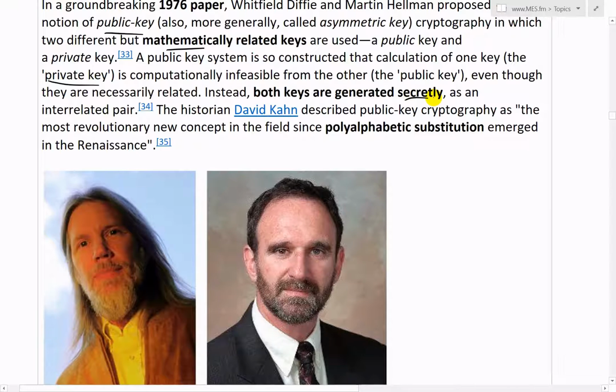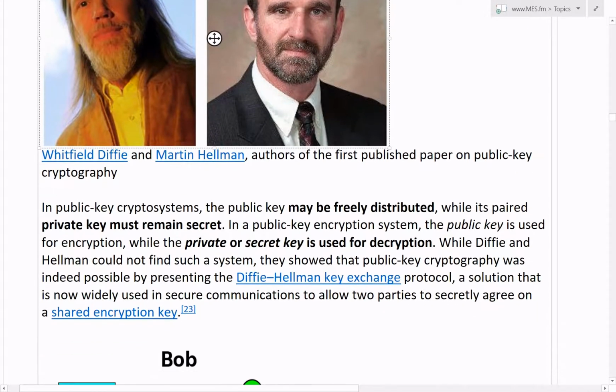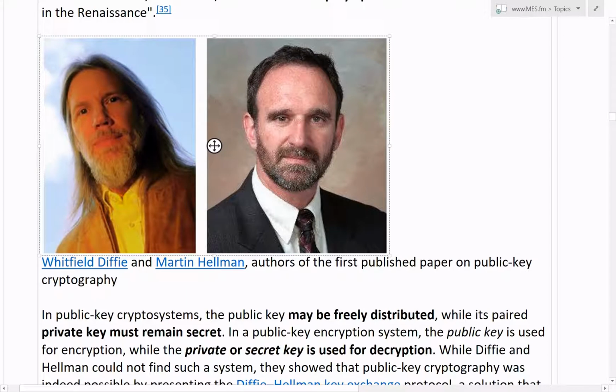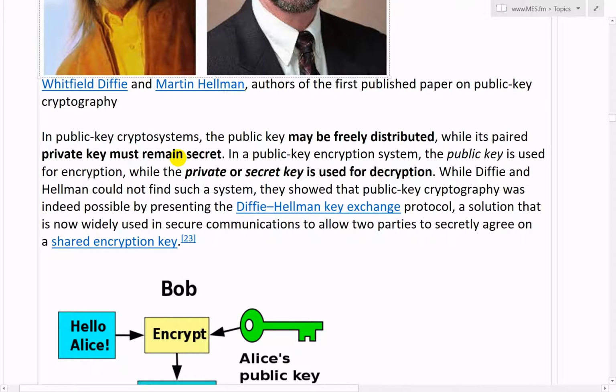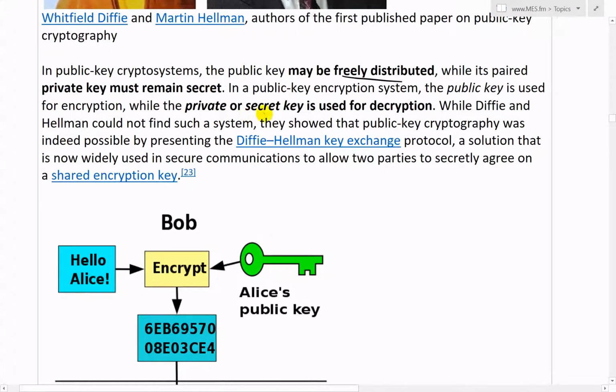The historian David Kahn described public key cryptography as the most revolutionary new concept in the field since polyalphabetic substitution emerged in the Renaissance. And let's look over here. So there's Whitfield Diffie and Martin Hellman, authors of the first published paper on public key cryptography. In public key crypto systems, the public key may be freely distributed, while its paired private key must remain secret. In a public key encryption system, the public key is used for encryption, while the private or secret key is used for decryption. So you encrypt with the public key, and then only the private key can decrypt it.